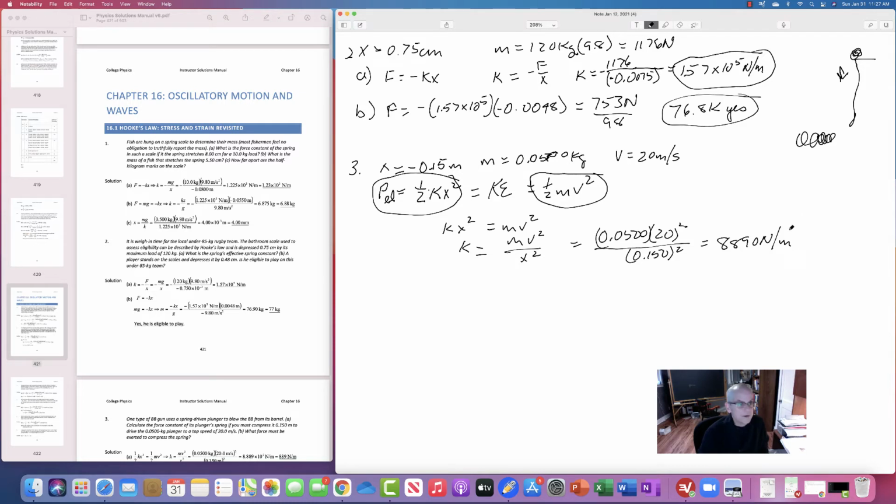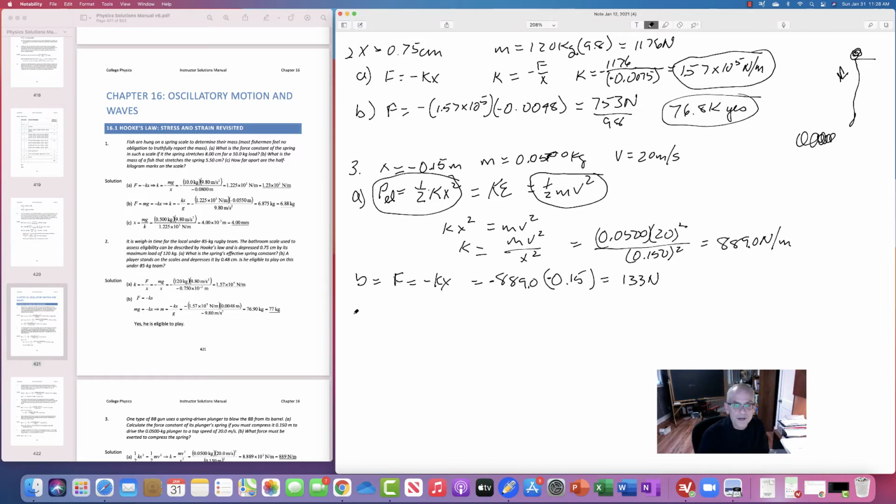8890 newtons per meter. Now the second part of this question says, what force must be exerted to compress the spring? So that was A. B is the force, which is equal to minus kx, which is going to equal 8890 times, and depressing the spring is 0.15 minus. If you do the math here and multiply that, you get 133 newtons. Got this off by 10, sorry, when I wrote the answer down.